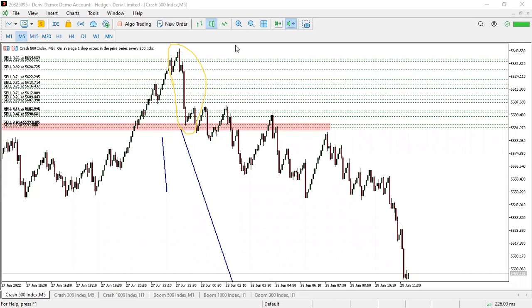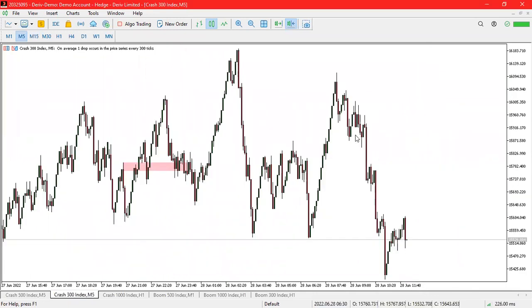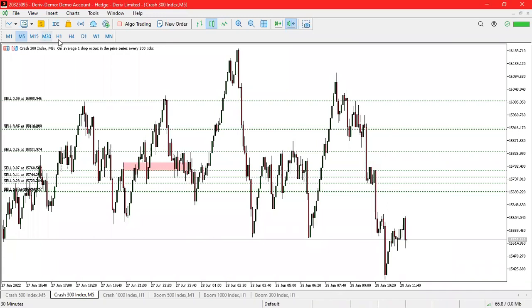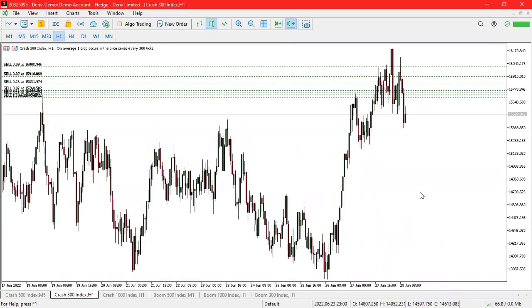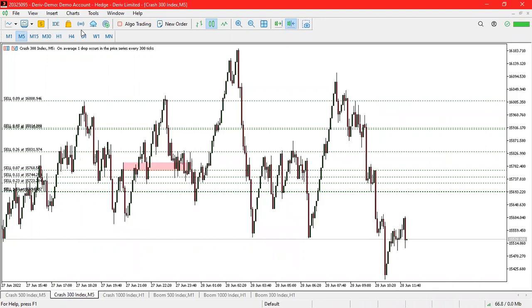Crash 500, 300, I mean. Now Crash 300. It's just that this one was volatile. All trades were won. Here, if I'm not mistaken, I remember I used 1 hour. Do you still remember? I used 1 hour here, and then I went to 5 minutes. I was showing you, okay, this is Crash 300. It goes with the market structure.